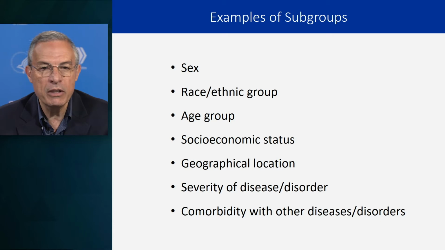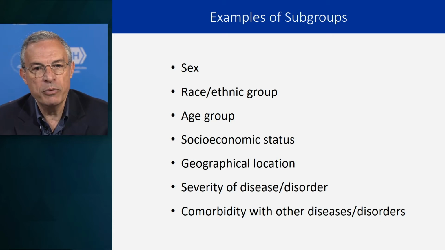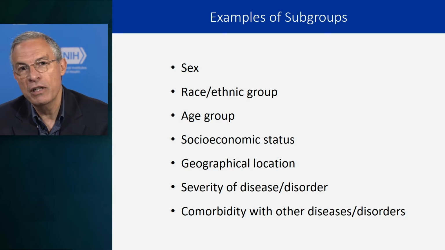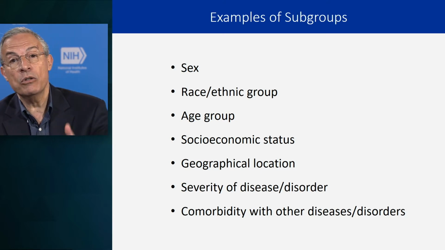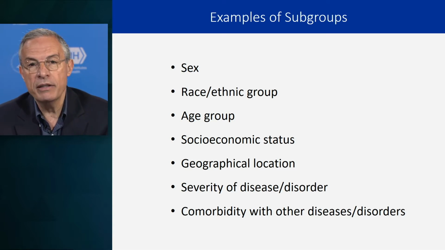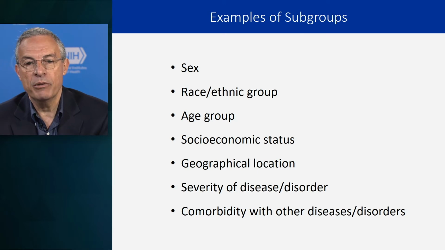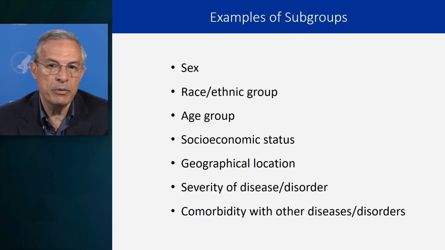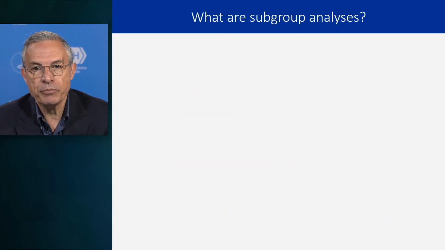Examples of subgroups: sex, race, ethnic group, age group, socioeconomic status, geographical location, severity of disease or disorder before randomization, or comorbidity with other diseases or disorders. Again, at baseline, before randomization. These are all examples of subgroups.